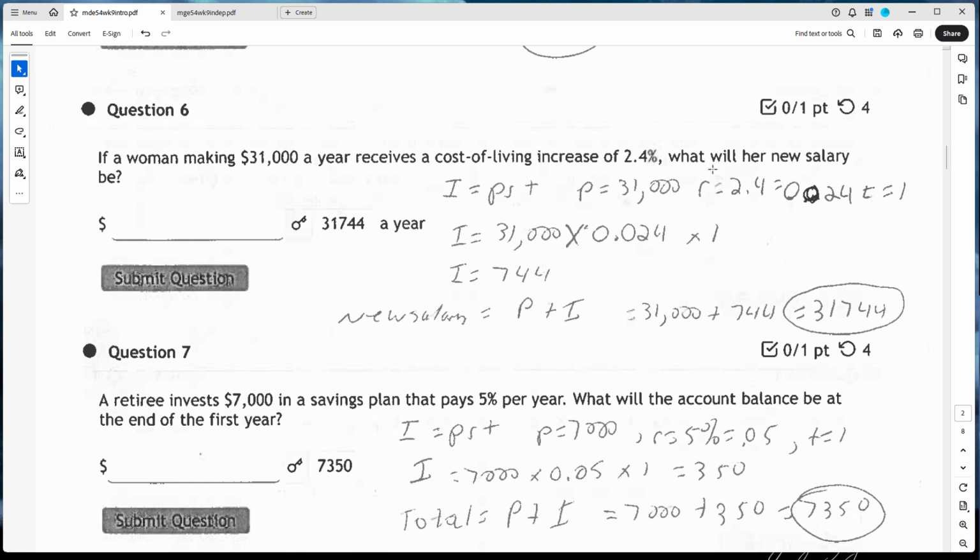So I wrote up my formula, I assigned values to the variables in the formula, then I plugged into the formula. And next, I'll do my computation. I do my computation and end up with interest being $744. So the new salary is going to be the principal plus the interest. $31,000 plus $744 gives me $31,744. And that's the answer to number 6.